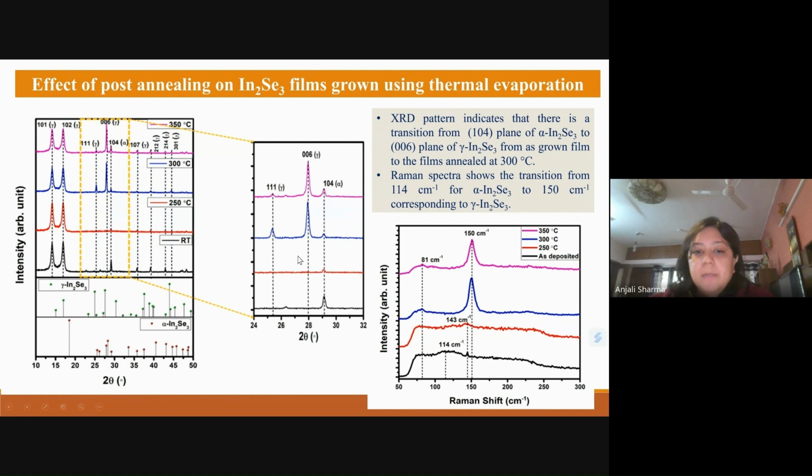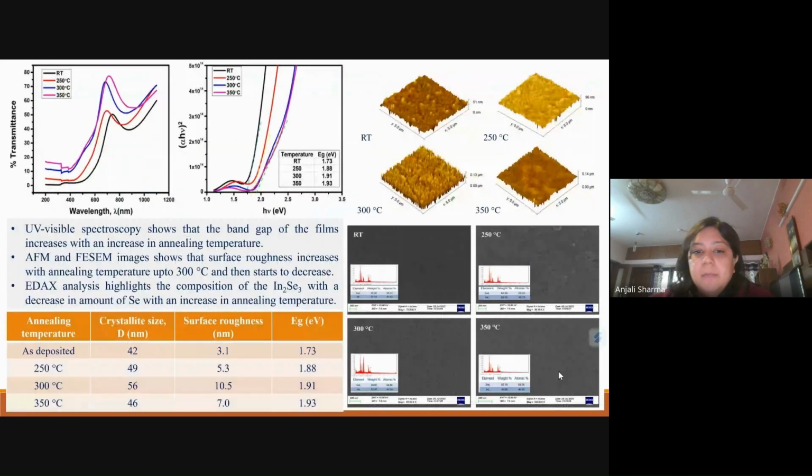Now, this is the Raman spectra, and on the right hand side, the Raman spectra shows the transition from 114 centimeter inverse for alpha indium selenide to 150 centimeter inverse corresponding to gamma indium selenide. So, as the post annealing temperature is increasing, the film phase is changing from alpha to gamma phase of indium selenide, which is more beneficial for the thermoelectric properties.